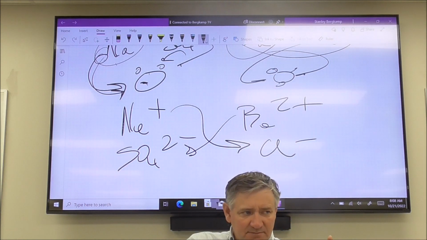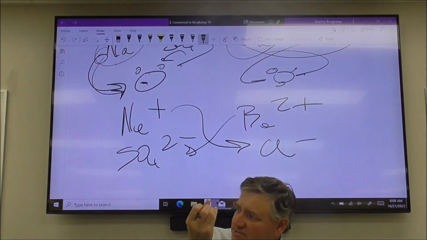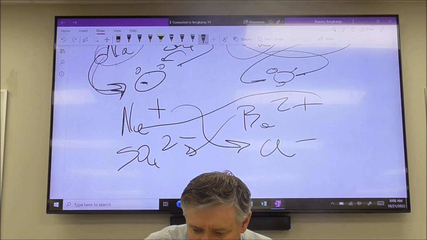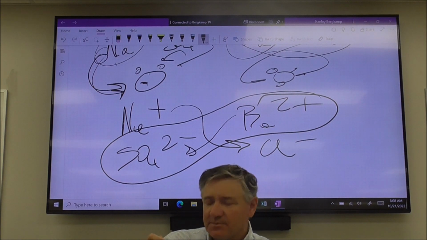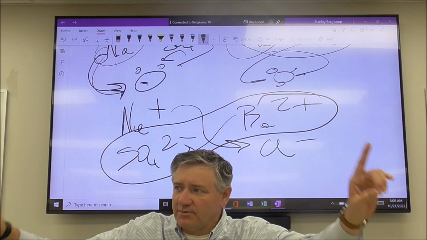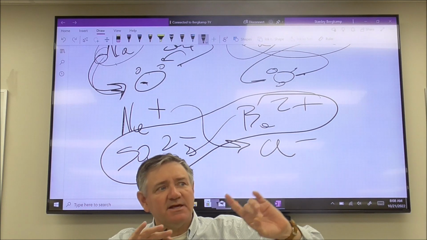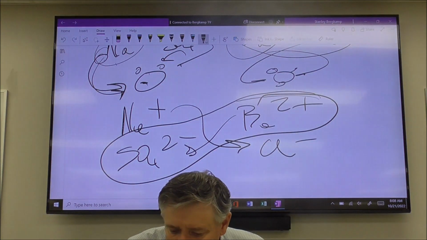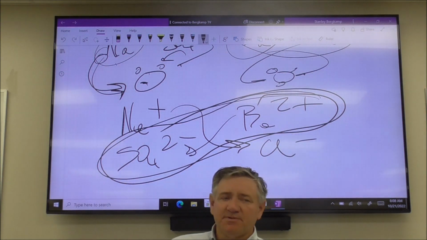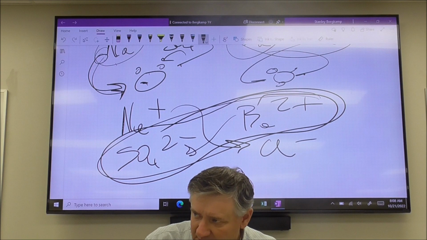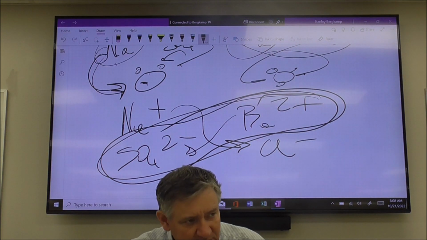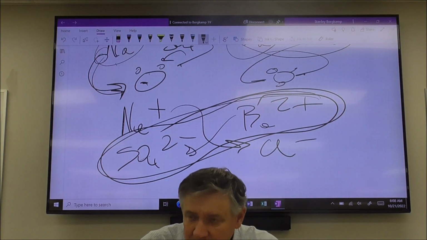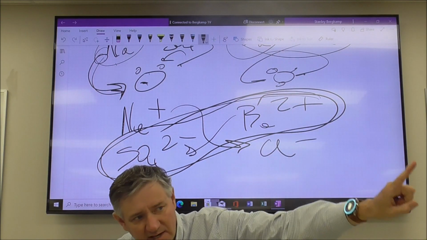If you form a precipitate, that's the chunky stuff that you'll see. If it forms a precipitate, it's because this attraction here is stronger than the attraction for the water molecules. So basically, you're reversing the dissolving process. We'll spend a lot of time talking about precipitates. You form a precipitate because the bond between the ions to each other is stronger than the bond that it has with the water molecules.